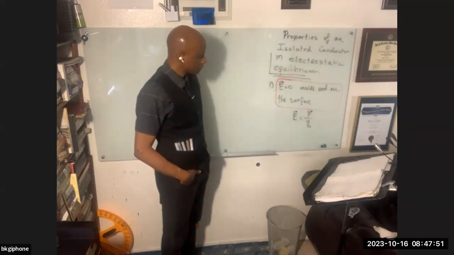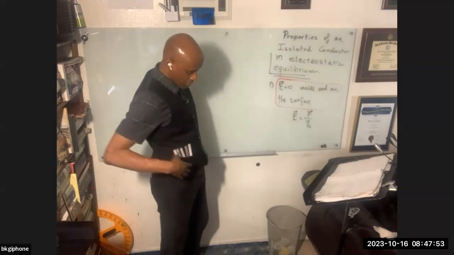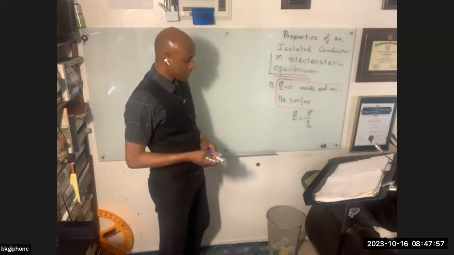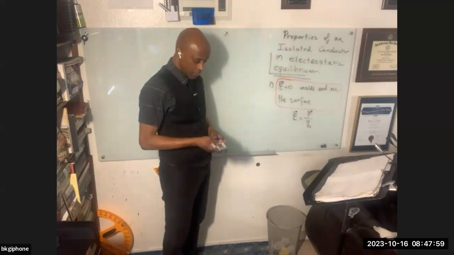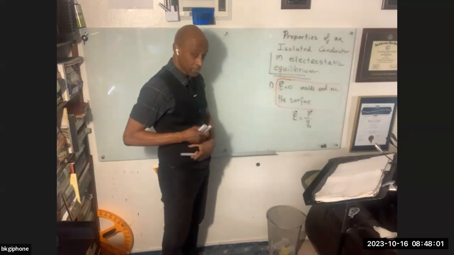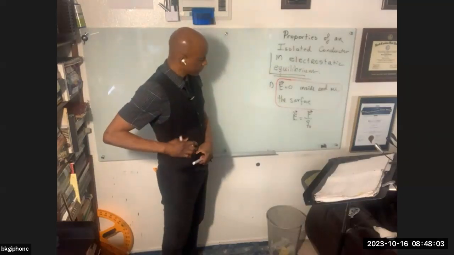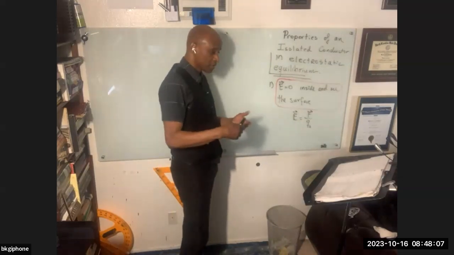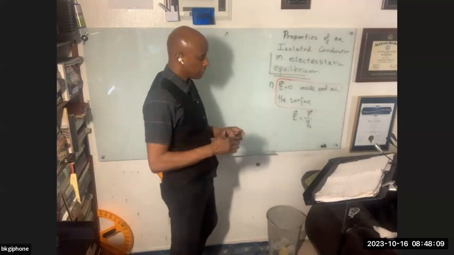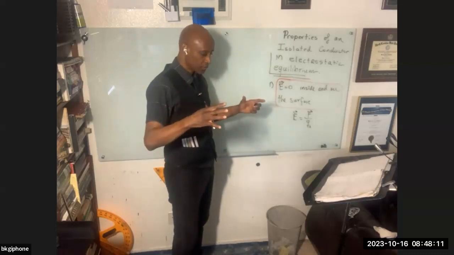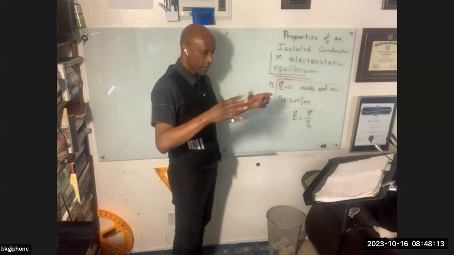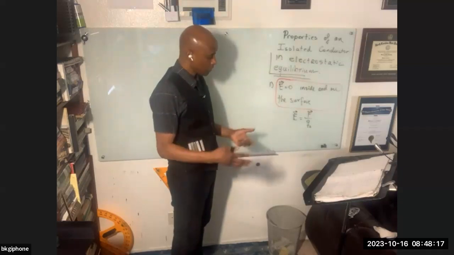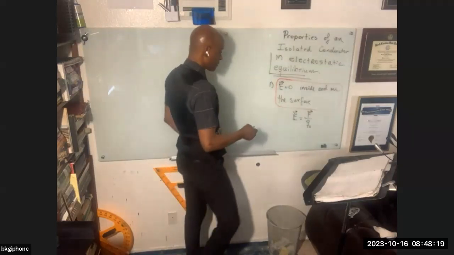Second property, again, we've already talked about, but from the point of view of field, but we'll say it again. All excess charge lies on the surface of a conductor. So when you charge by conduction, induction, whatever, that charge will be found on the surface, not on the inside of the conductor, but always on the outside, on the surface of the conductor.